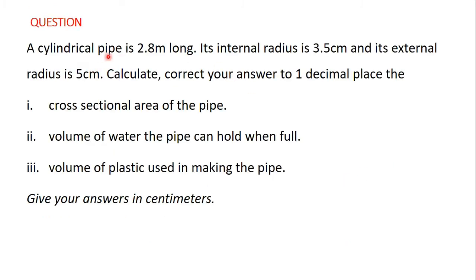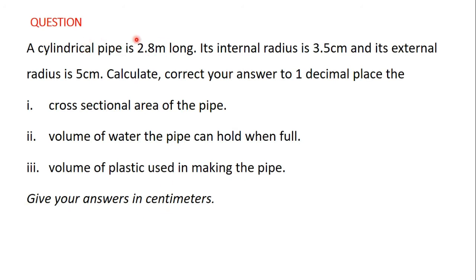A cylindrical pipe is 2.8 meters long. Remember that a pipe is an example of an annular cylinder. Its internal radius is 3.5 centimeters and its external radius is 5 centimeters. Calculate, correct your answer to one decimal place, the cross-sectional area of the pipe, the volume of water the pipe can hold when full, and the volume of plastic used in making the pipe. Give your answers in centimeters.